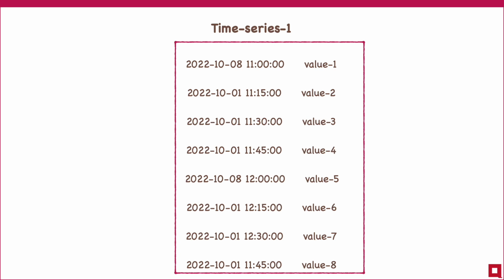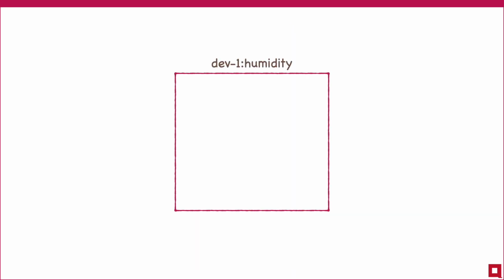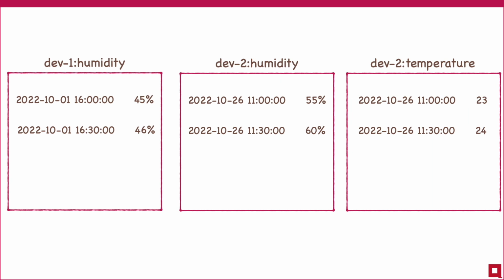So, let's assume Hal and Roger are trying to record weather data from an IoT device. The first device, named Dev1, can measure relative humidity. So, we design the time series database with a single series with key Dev1 humidity. Several days later, Hal and Roger set up a new device, Dev2, which can measure both humidity and temperature. So, we add two new series with keys Dev2 humidity and Dev2 temperature.